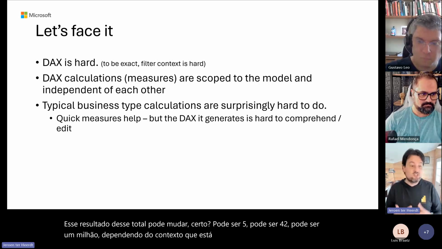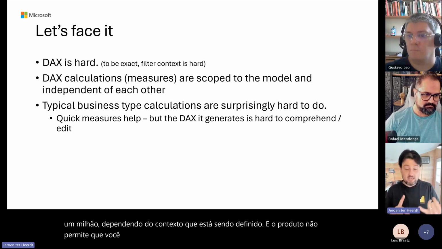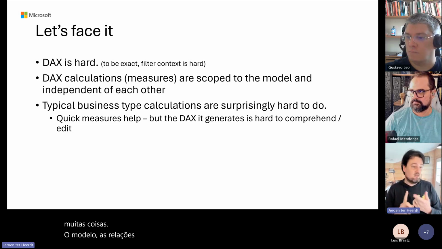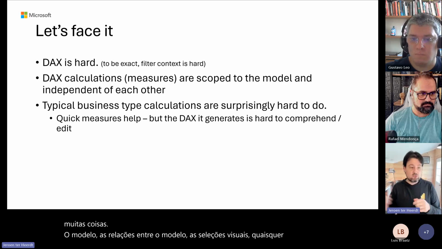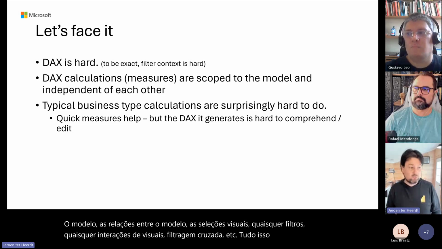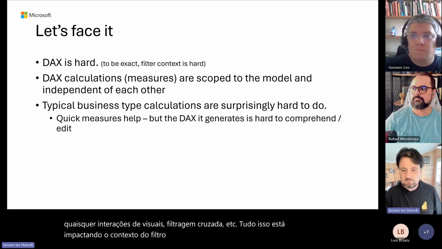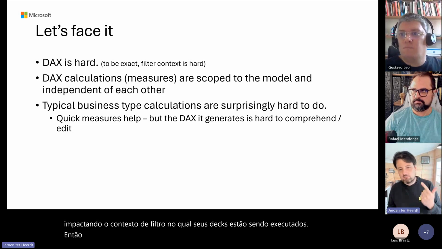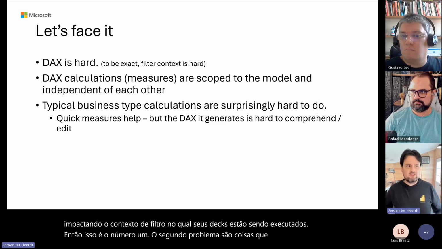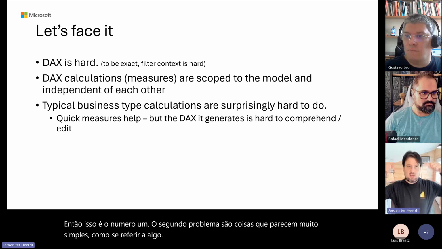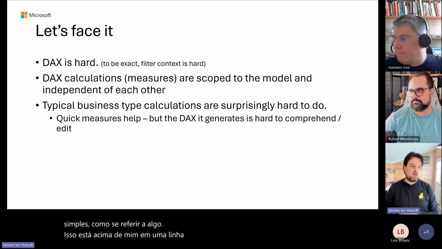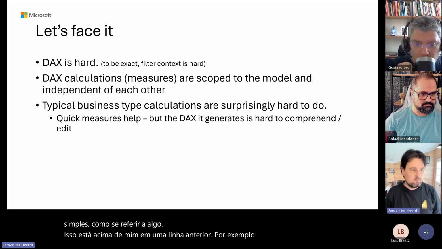And the product doesn't allow you to see the context, and that context is being set by many things. The model, the relationships between the model, the visual selections, any filters, any interactions from visuals, cross-filtering, etc. All of that is then impacting the filter context in which your DAX is being executed. So that's number one. The second problem is things that sound very simple, like referring to something that is above me in a previous row, for example, is very hard. DAX doesn't allow you to do that at all.